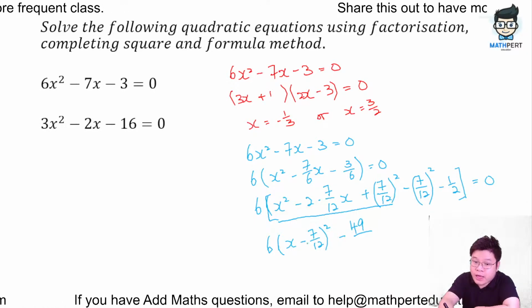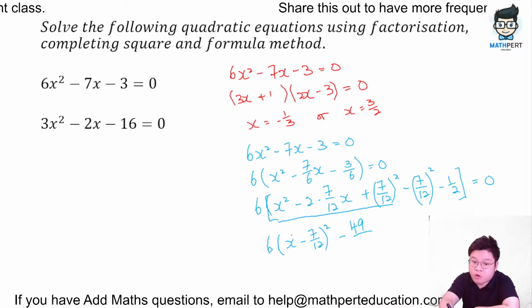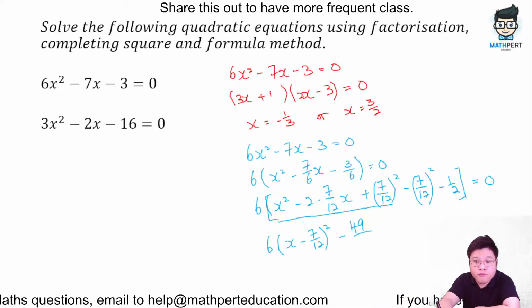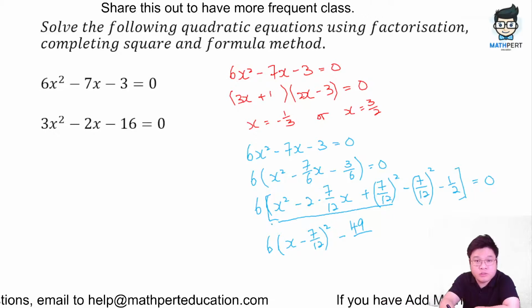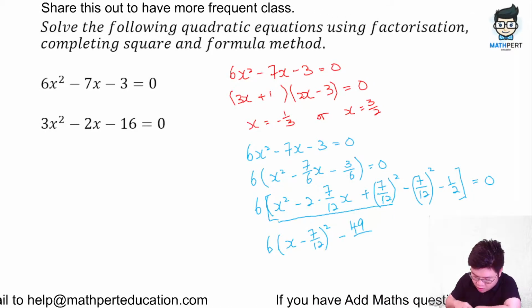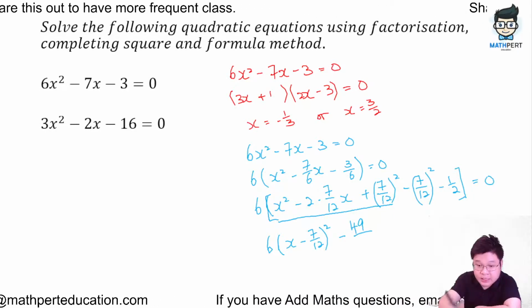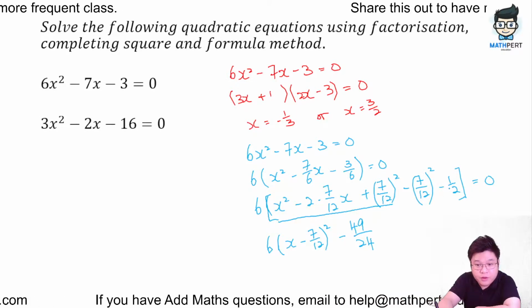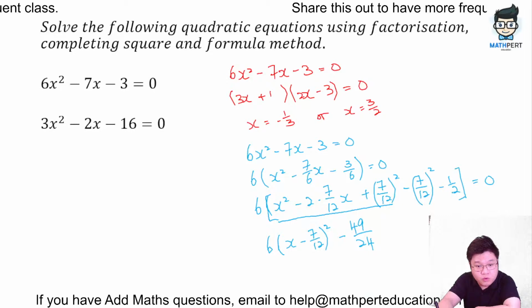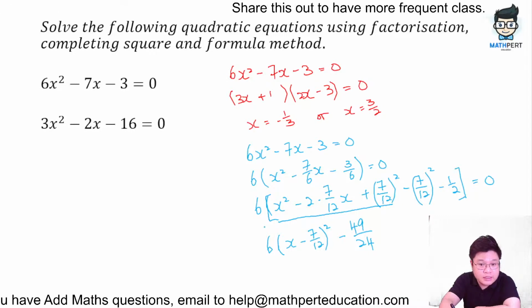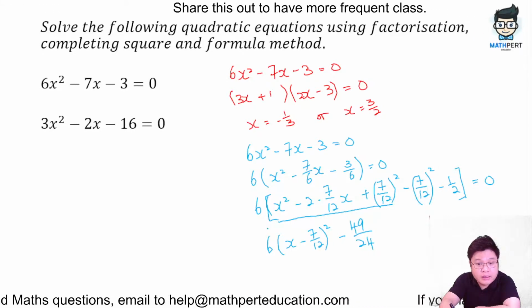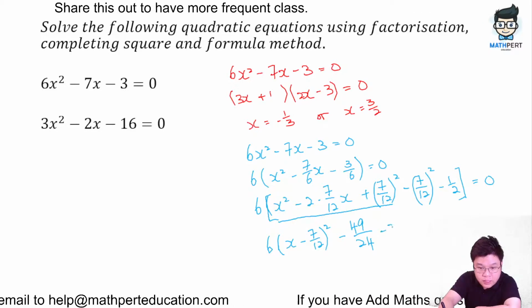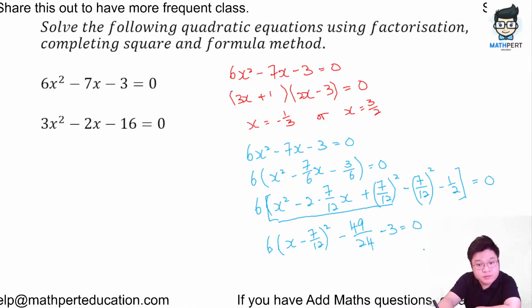Take a look here. I already took it out, there's no more bracket over here. So once I take it out, that means 144 and 6. I need to simplify. So 144, I divide by 6, I'll get 24. And then what about here? Negative 1 over 2, I need to multiply 6. Then I'll get negative 6 over 2, which means negative 3, equals to 0.